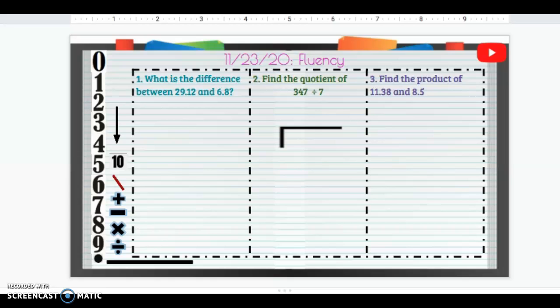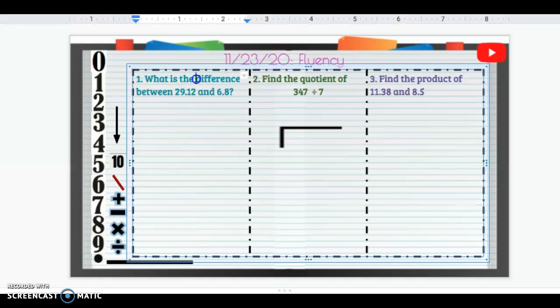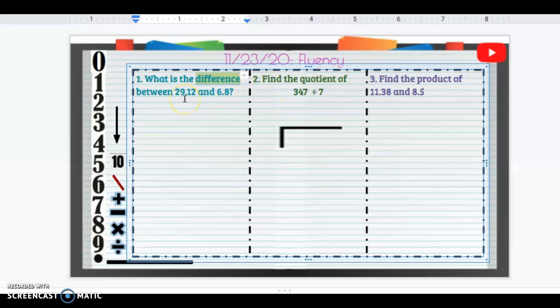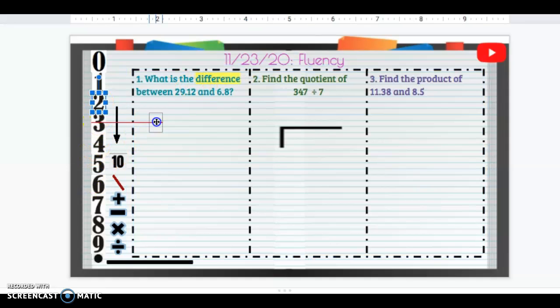Okay, so for fluency today, you have 3 questions. The first one says, what is the difference between 29 12/100ths and 6 and 8/10ths? So we know that difference means to subtract. So we have to subtract our numbers.